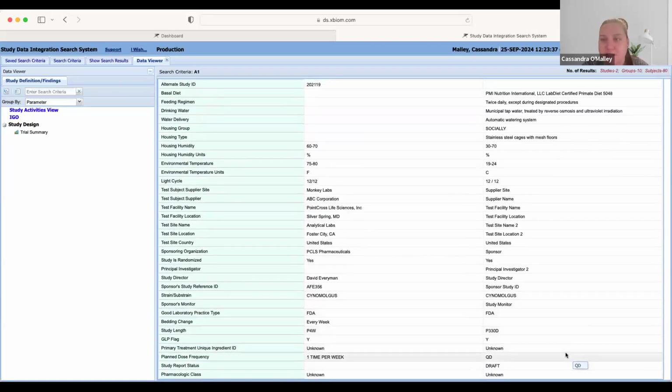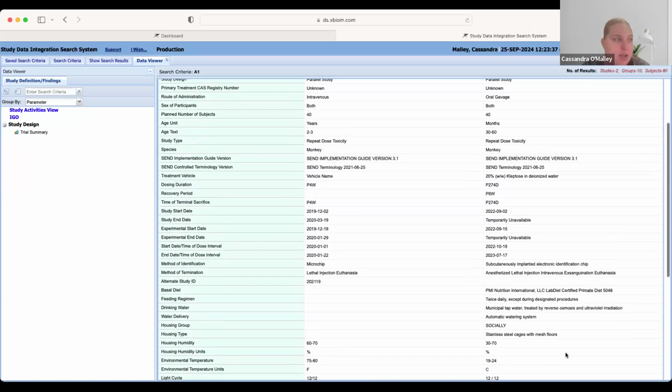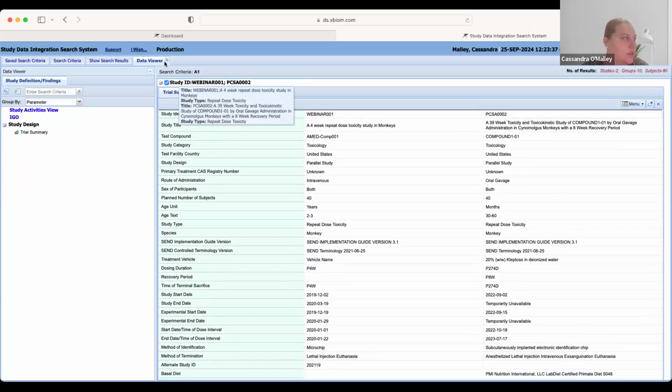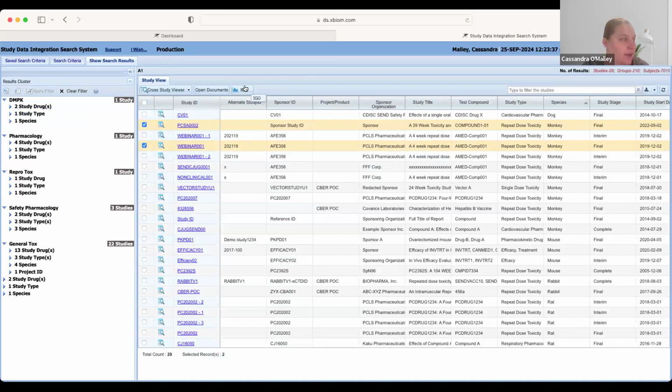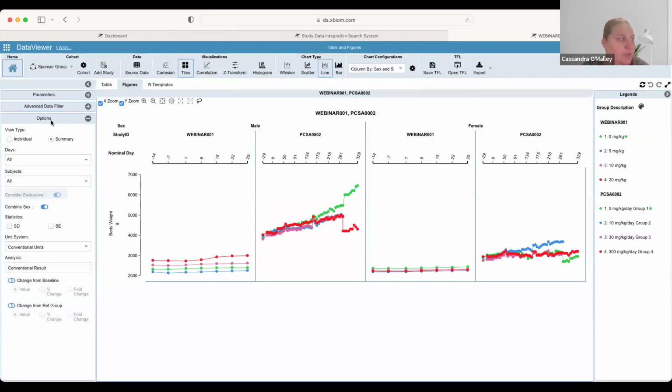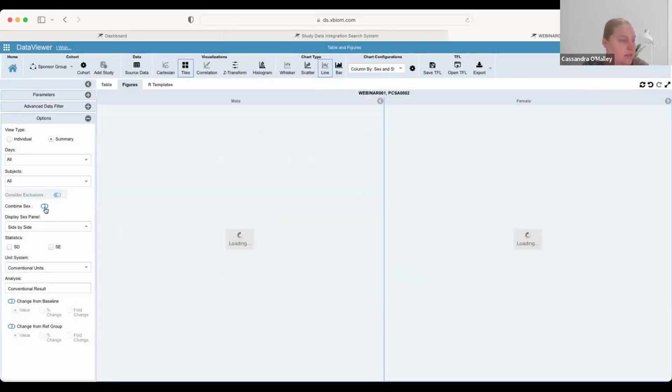So we can pretend that these are in the same class or not. These could be in different classes. But whatever it is, these 2 studies are completely unrelated. And I'm going to then visualize them together. And we'll start with body weight again.